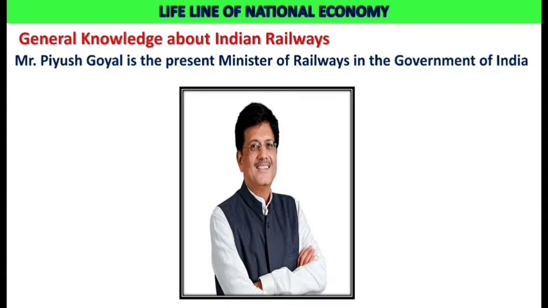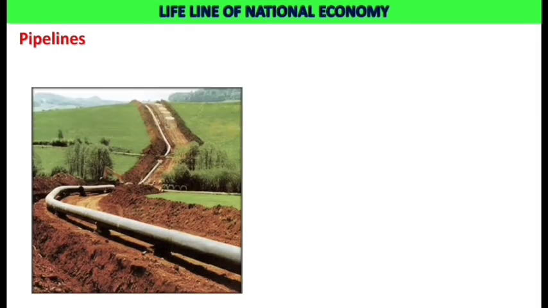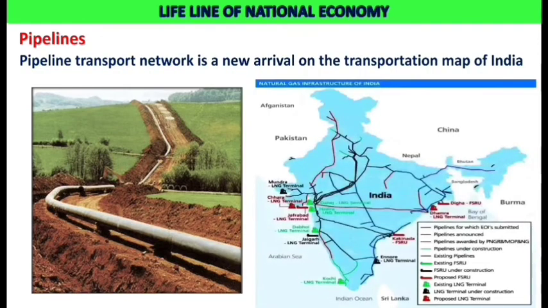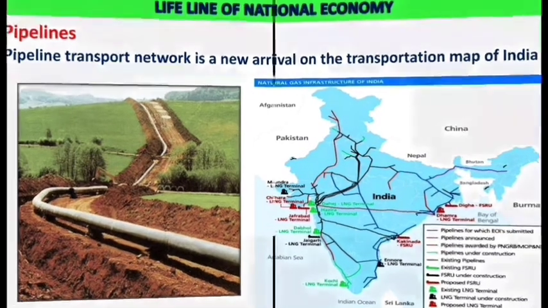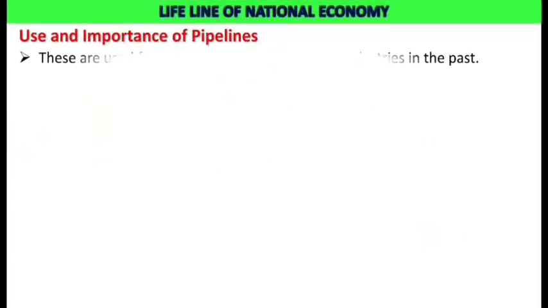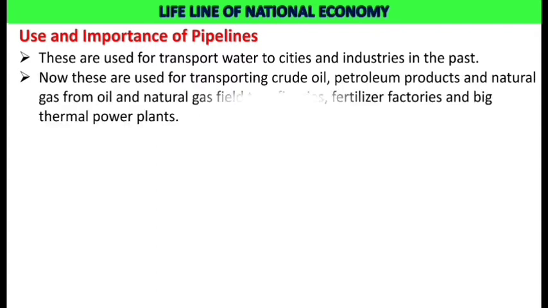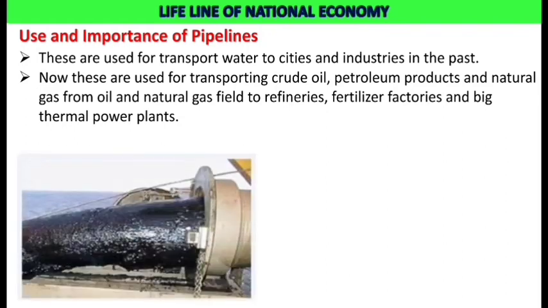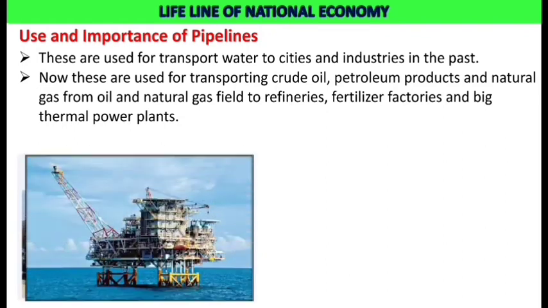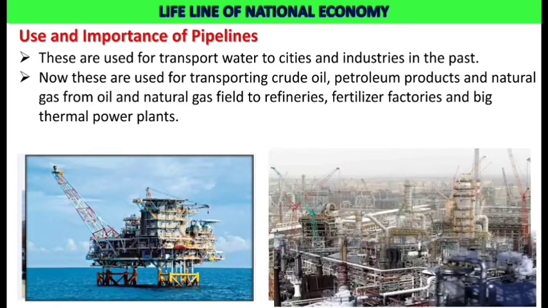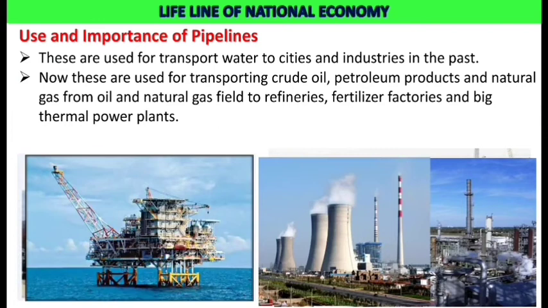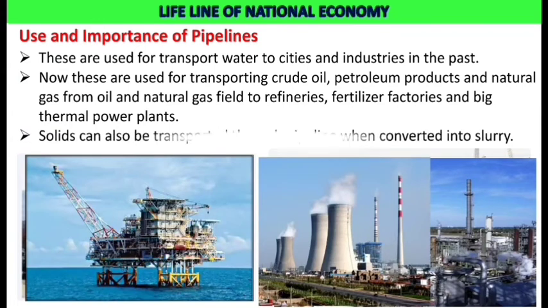Now we will discuss the pipeline network of India. Pipelines. Pipeline transport network is a new arrival on the transportation map of India. Use and importance of pipelines. These were used to transport water to cities and industry in the past. Now these are used for transporting crude oil, petroleum products and natural gas from oil and natural gas fields to refineries, fertilizer factories and big thermal power plants. So these are the uses. Solids can also be transported through a pipeline when converted into slurry.